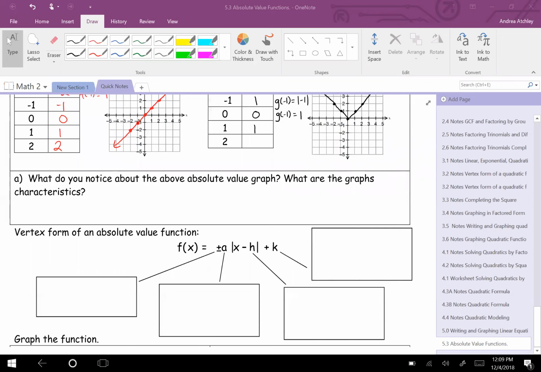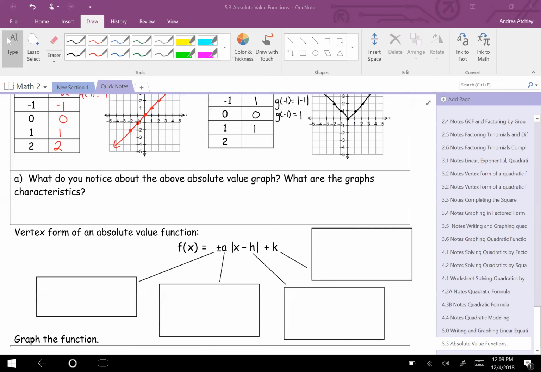Yeah? It looks like it doesn't go past 0. Okay, the parent function doesn't go past 0. Yes? It reflects across the y-axis. Okay, it has symmetry across the y-axis? Yeah. Not reflects. I mean, I guess you could call it reflecting. Anything else? Okay. So those are all good observations.